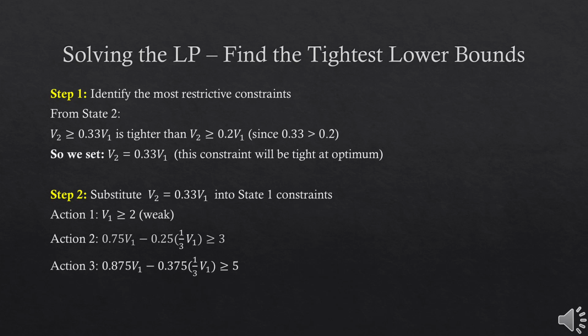To solve the model efficiently, we identify the most restrictive constraints. These are often called binding constraints because they determine the location of the optimal solution. The tighter constraint from state 2 is substituted into the state 1 inequalities. This allows us to express the problem in terms of a single variable and compare the resulting lower bounds. By examining which action generates the largest lower bound, we can identify the action that ultimately determines the optimal value.